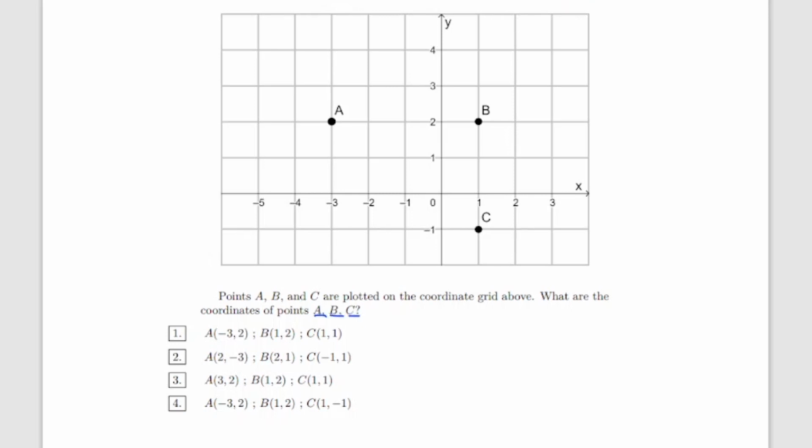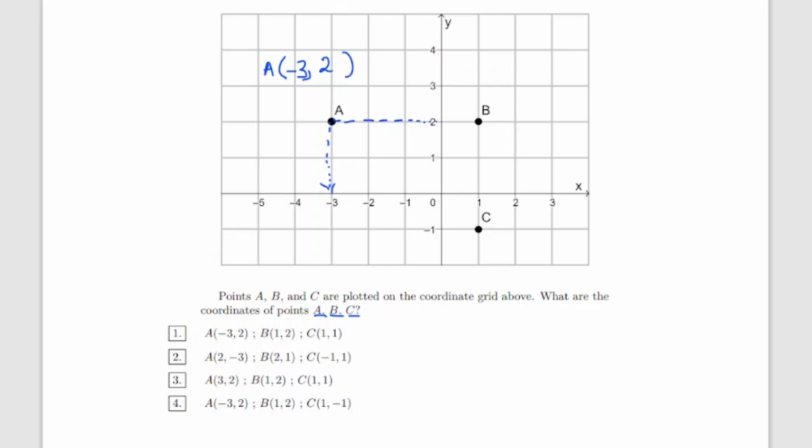So to find the coordinates of A, first you have to find the x coordinate of A. To find the x coordinate of A, we just start off at A and then draw a line that comes down all the way to the x-axis. So it's at -3. And then we need the y coordinate of A. So we just draw a line from this point all the way to the y-axis. And that crosses the y-axis at 2. So the coordinates of point A are -3, 2.